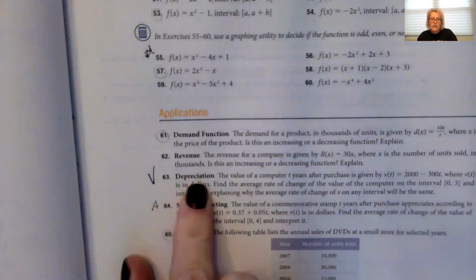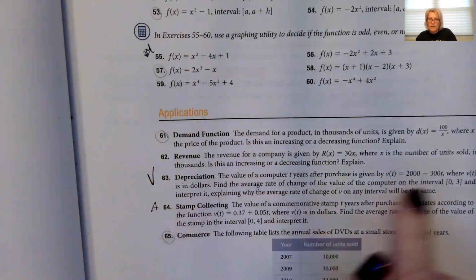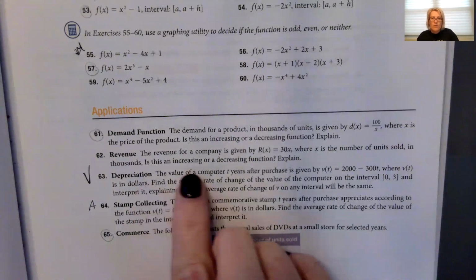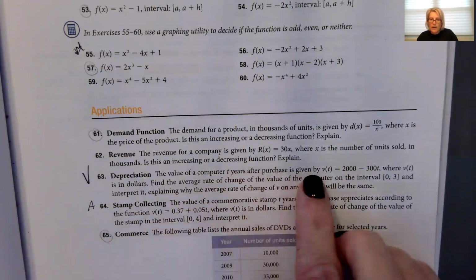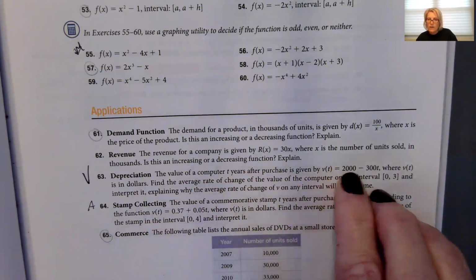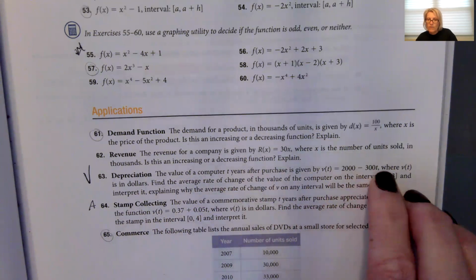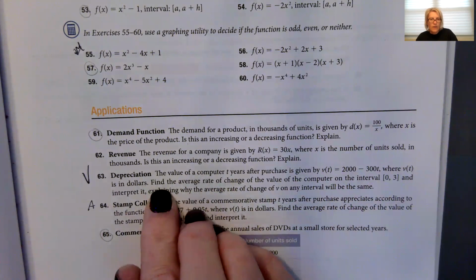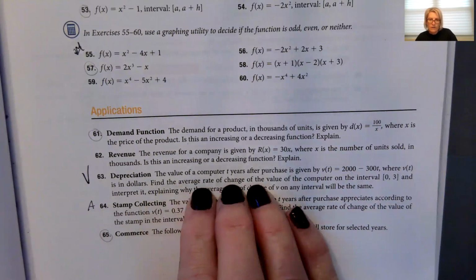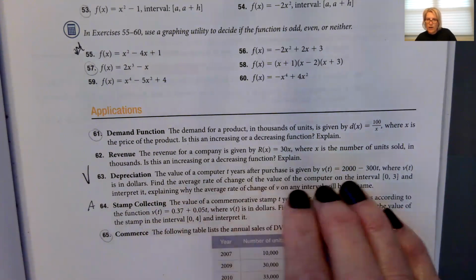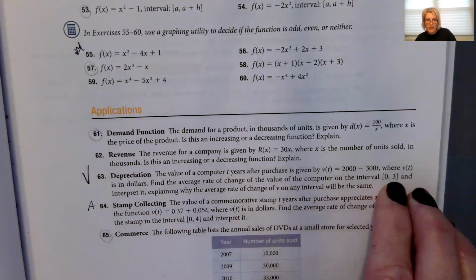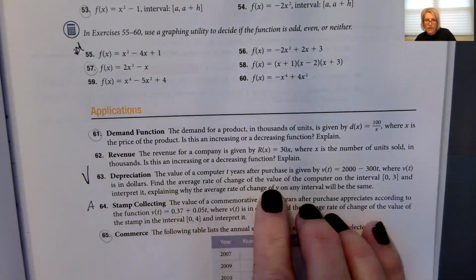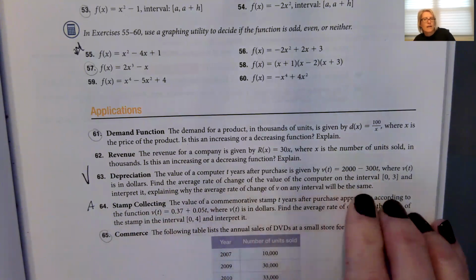From here, 63 says depreciation is going to be the content of what we're working on. The value of a computer 2 years after purchase is given by this function. The function equals 2000 minus 300t, where v of t is in dollars. So the value is in dollars. Find the average rate of change of the value of the computer on the interval between 0 and 3 and interpret it, explaining why the average rate of change of v on any interval will be the same.